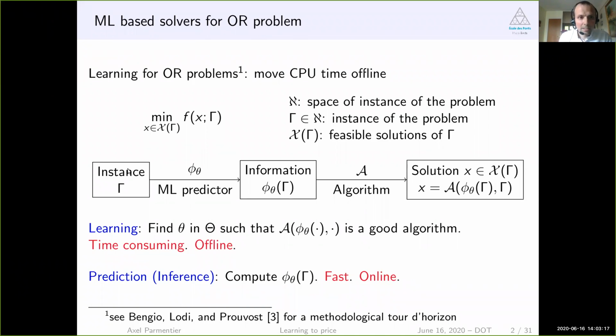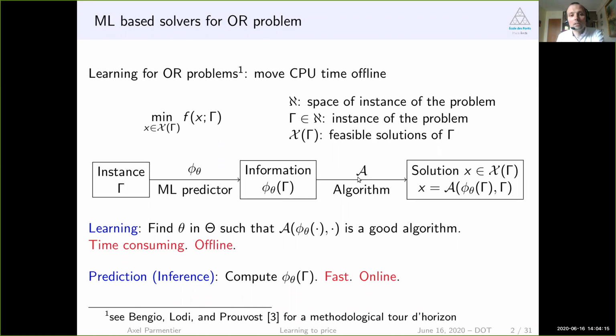First, you have an instance and you use a machine learning predictor, phi theta, to extract relevant information from the instance gamma. Then, in the second part, you use an algorithm that I denote A to exploit this information to build an interesting solution X of the optimization problem you are looking at. And so the learning part is to find the best theta in a family of predictors, such that the algorithm, based on the information extracted by phi theta, performs as well as possible. This is done offline and can take a lot of time. The second part, the algorithm A, is the prediction or inference task. Then it's just computing phi theta and running algorithm A. This is done online and it must go very fast.